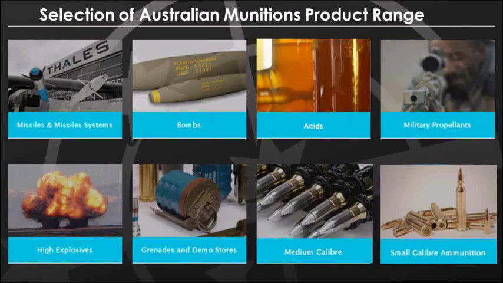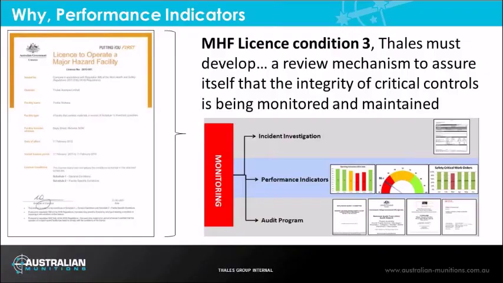The need for monitoring the effectiveness of safety management systems and the barriers used to prevent harm at a major hazard facility is well established. The diagram of the three main elements that make up a monitoring program has been adapted from the OHSAS 18001 standard, and it is specifically the need to monitor performance indicators that I will address today.